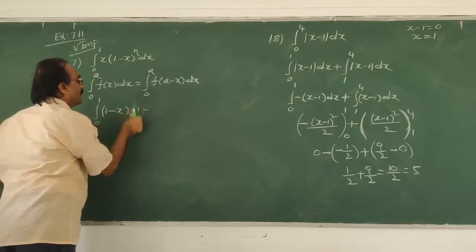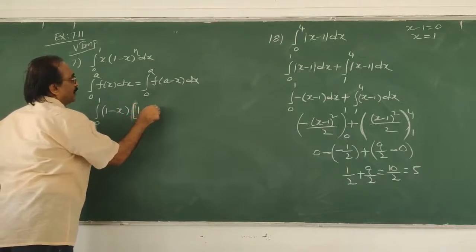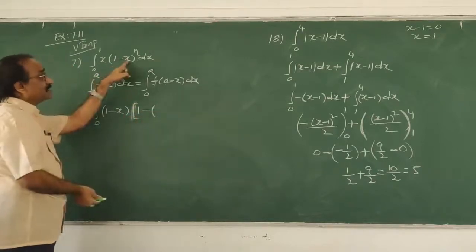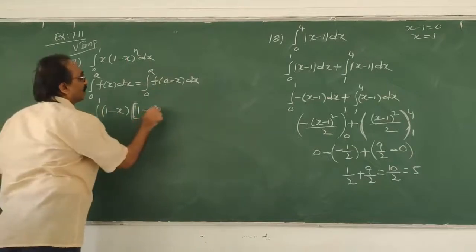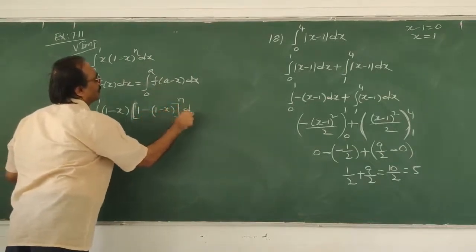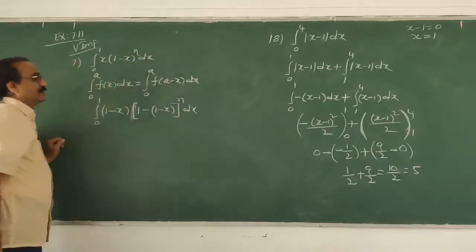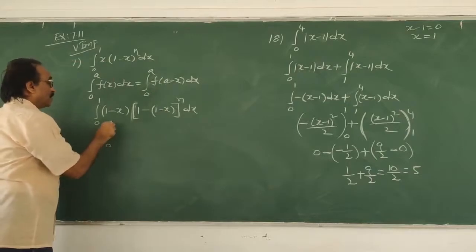Minus. I'll put a capital bracket so that it is easy. 1 minus. Now I'll put a small bracket. Wherever x is there, I should write a minus x. Here a means 1. 1 minus x. Over whole to the power of n dx, because the power is there. You understood, my dear student? Yes. So, integral 0 to 1.